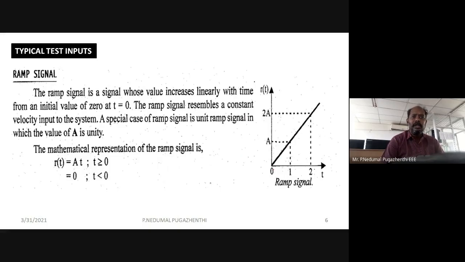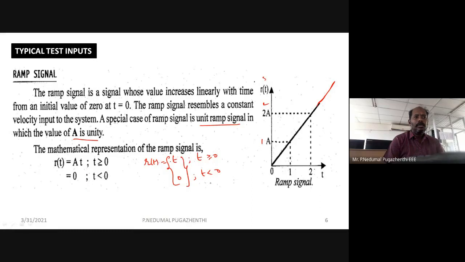If it is a unit ramp, then with respect to time, at 0 it is 0, at 1 it will be 1, at 2 it will be 2, at 3 it will be 3, and it goes on like this. It is generally represented as r of t equal to t for t greater than or equal to 0, and 0 for t less than 0. Got the point? If A is unity, you call that a unit ramp signal.